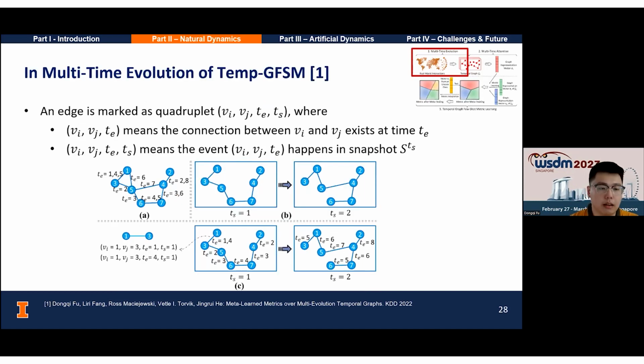In the multi-time evolution of TEMP GFSM, an edge is marked as a quadruplet, which is VI, VG, TE, and TS. TE means the edge time step, and TS means the snapshot time step. The triplet VI, VG, TE means that the connection between VI and VG exists at the edge time TE. And the quadruplet VI, VG, TE, TS means that this edge connection happens in the snapshot TS.